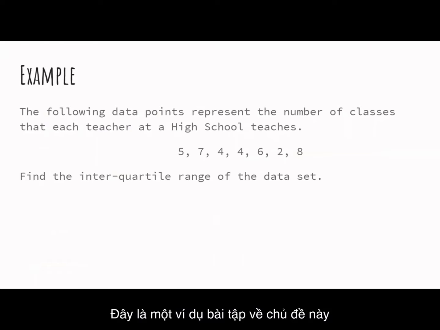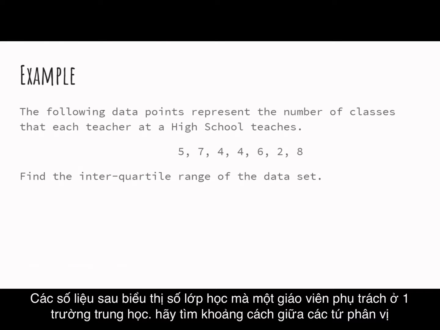Here is an example. The following data points represent the number of classes that each teacher at the high school teaches: 5, 7, 4, 4, 6, 2, and 8. And you have to find the interquartile range of the data set.